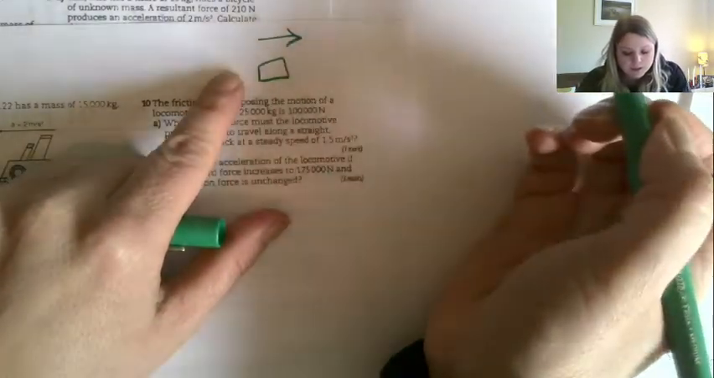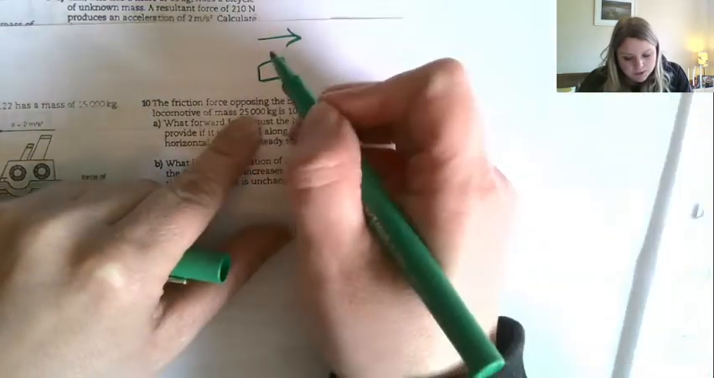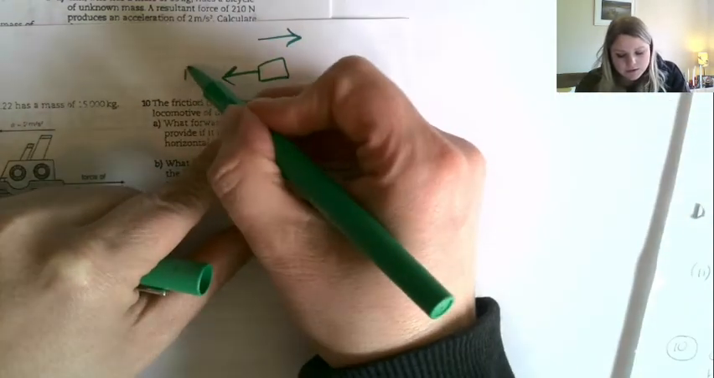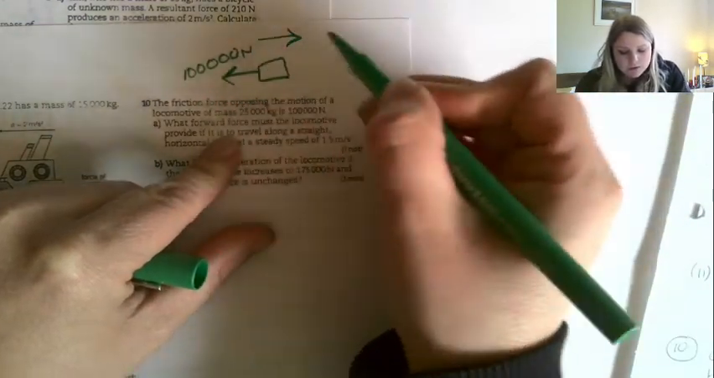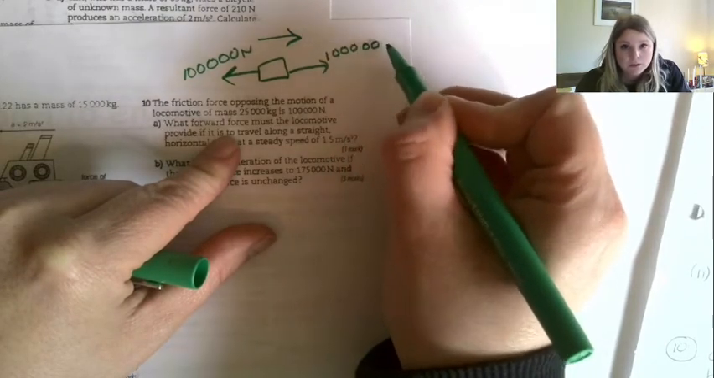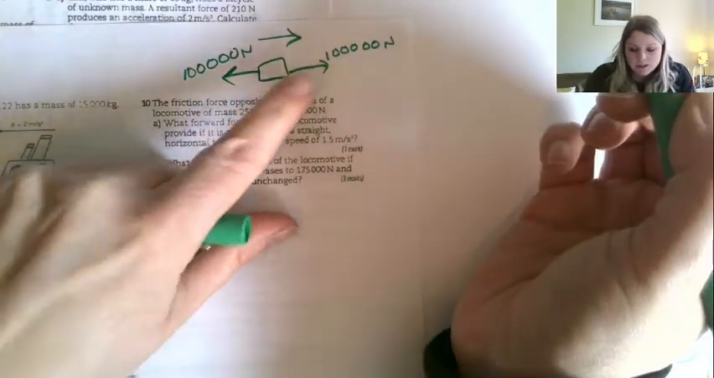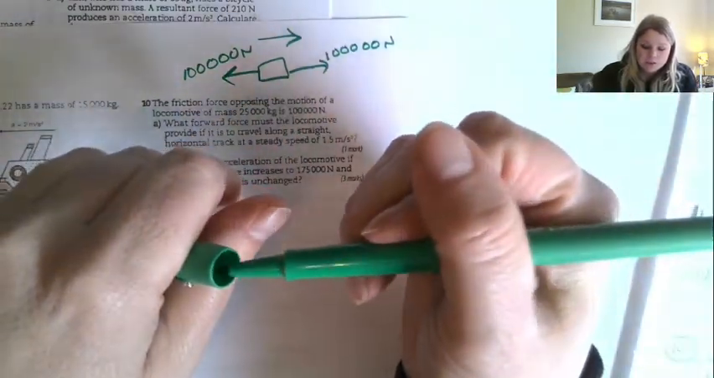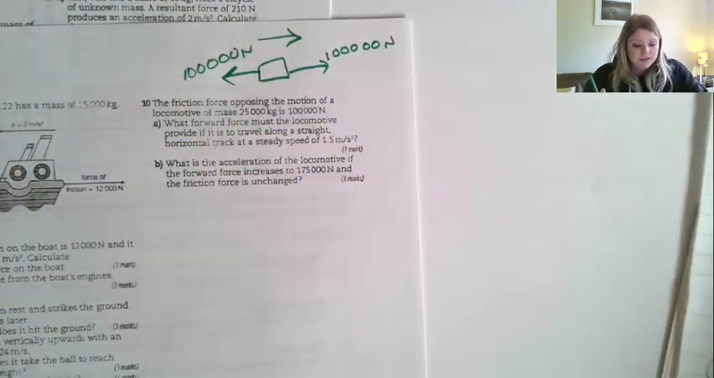So let's say it's going this way, right? We were told that the frictional forces were 100,000. So the forward force must also be 100,000. Oh, I've lost count of my zeros, is that right? Yeah. The forward force has to be 100,000 as well. If it's going at a steady speed, forces are balanced. So there's my answer there, 100,000.